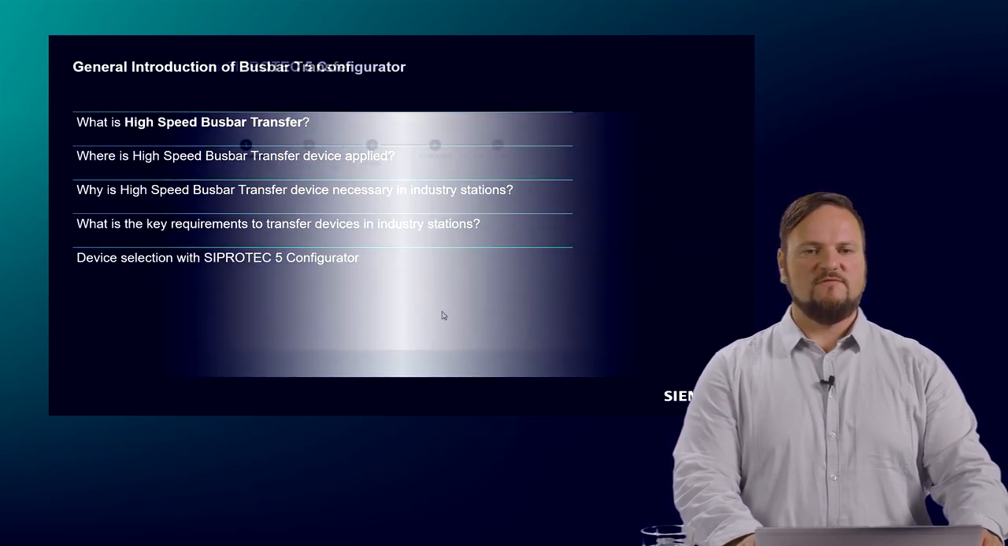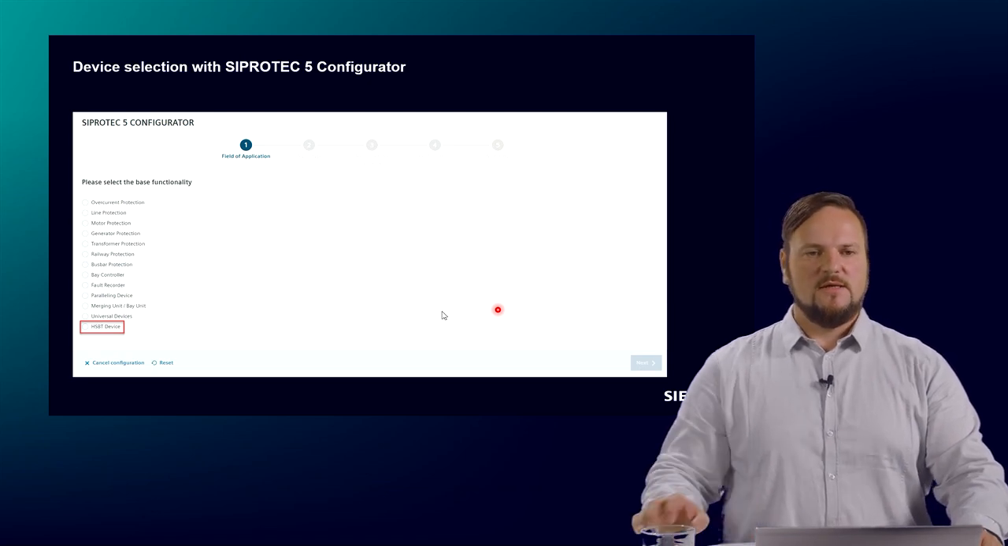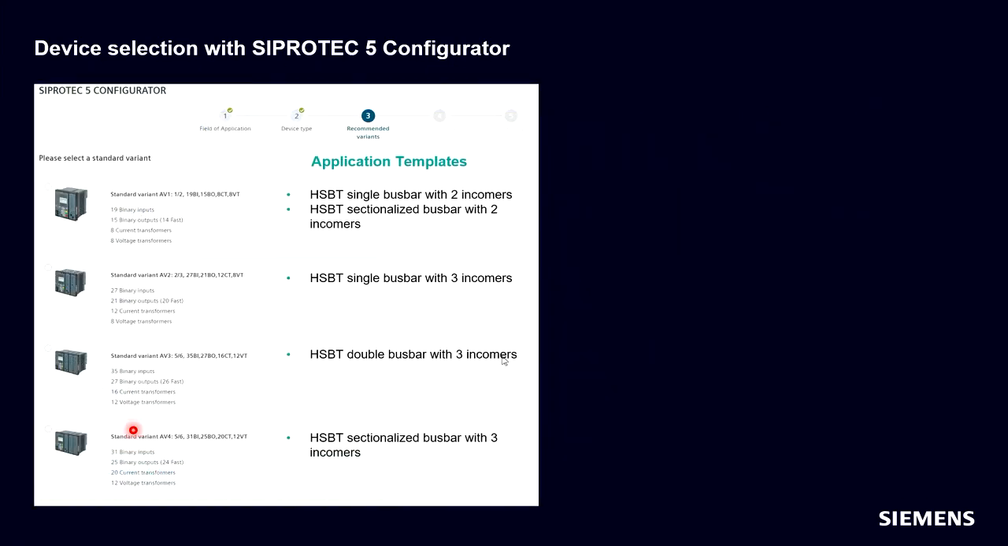Now we come to the device selection. I think you know the Zipotec 5 configurator. Here in the Zipotec 5 configurator, you will find on the last position the HSBT device. You make a cross there, and then you come to this view, where you have to select the predefined standard variants. We have up to 4 standard variants with different I/O modules, with different binary inputs and outputs, with different numbers of voltage transformers and current transformers. But these standard variants match our application templates.